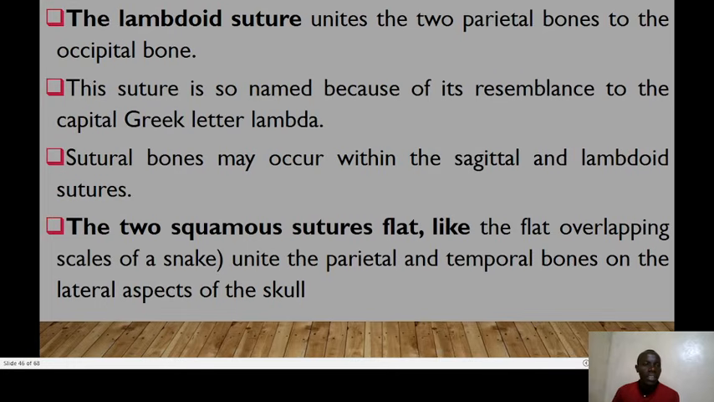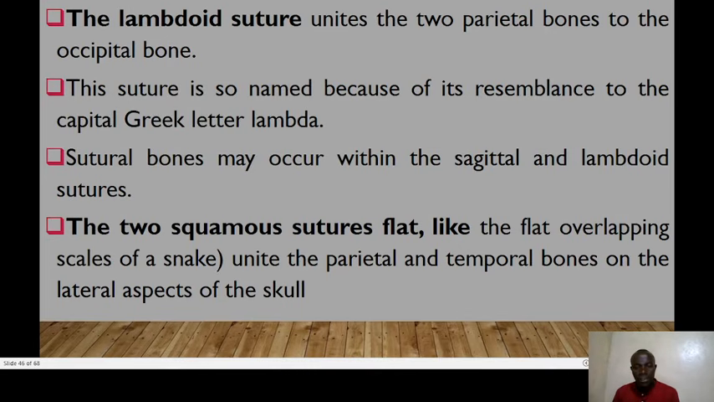The lambdoidal suture unites the two parietal bones to the occipital bone. This suture is named so because of its resemblance to the capital Greek letter lambda. Remember, sutural bones may occur within the sagittal and lambdoidal sutures. The squamous suture, these are flat overlapping scales of a snake.